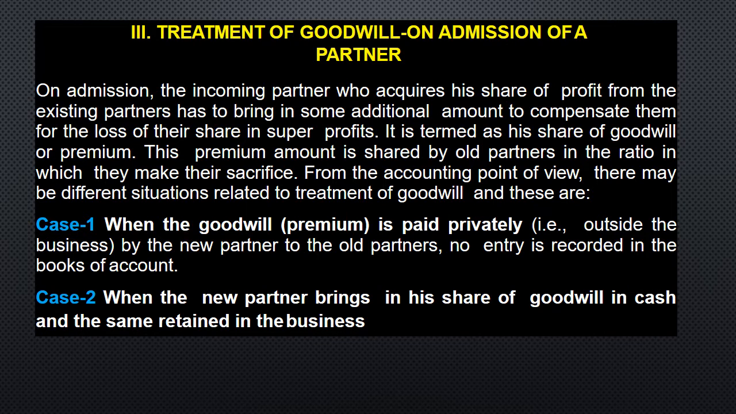Now, if you remember, in the last class we covered the computation of sacrificing ratio and new ratio at the time of admission of a partner. But the question arises: why do we compute those ratios? The need for computing those ratios arises for treating the value of goodwill. Now the question arises: why is treatment of goodwill required?